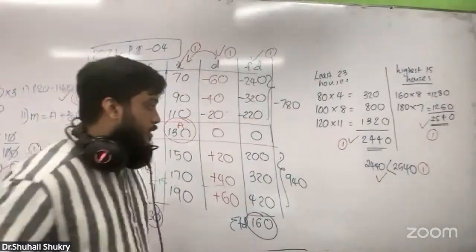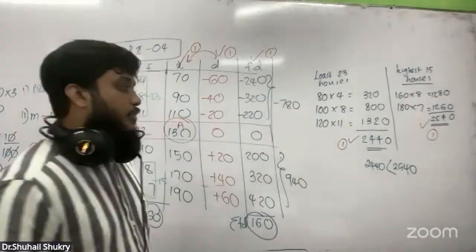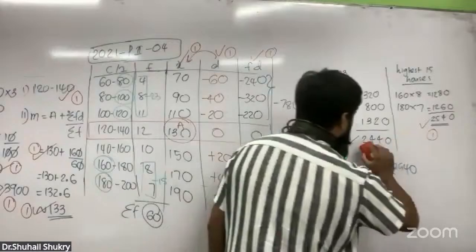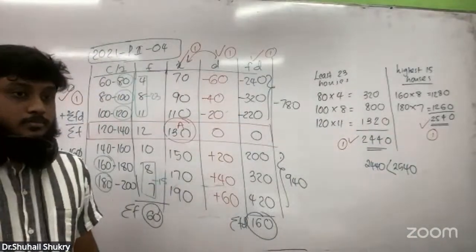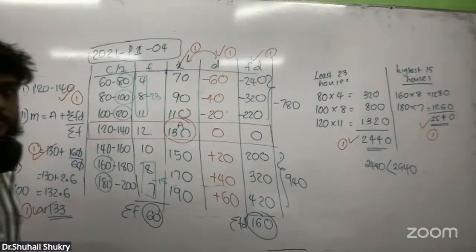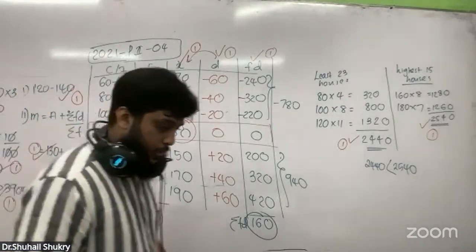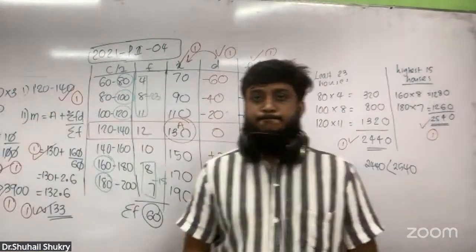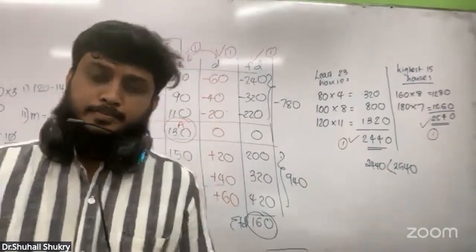They didn't give marks for this. When I'm writing this, they didn't give any special marks. For these two, 2440 and 2540, they have given marks. Then count how many marks: 1, 2, 3, 4, 5, 6, 7, 8, 9, 10. All 10 marks are here. So this is the way you have to answer a frequency distribution question. So remember these things.